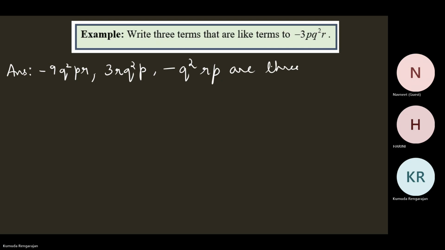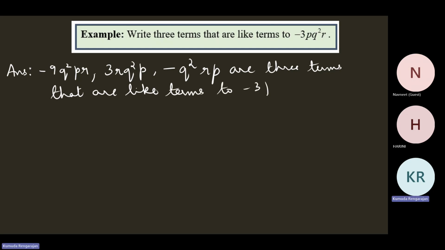So these are three terms that are like terms to minus 3p q square r.